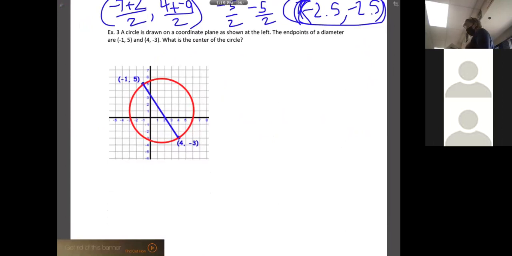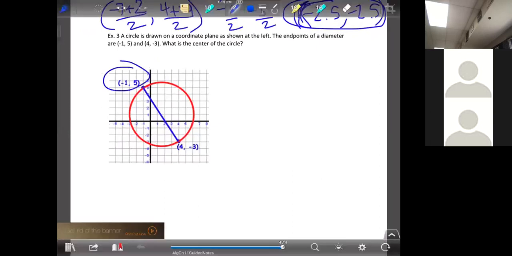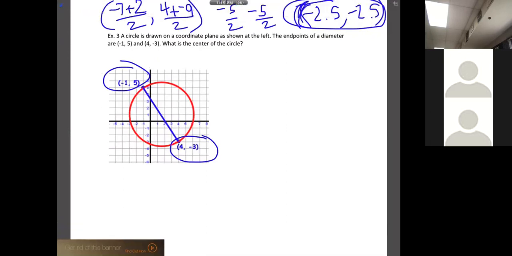Me too. Okay. This last problem says a circle is drawn on a coordinate plane as shown at the left. The endpoints of the diameter are -1, 5 up here, and 4, -3 down here. What we want to do is find the center of that circle. Well, the center of the circle happens to be the midpoint of the diameter. So if we take the two endpoints and average the x's and average the y's, that's going to be the center of our circle.